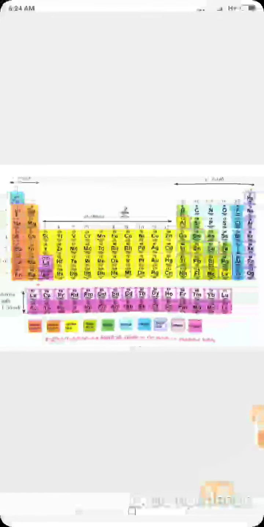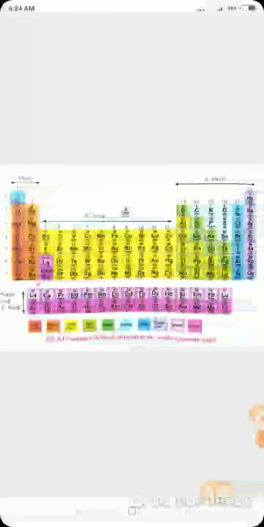So today we learned about the introduction of transition elements: in which block of the periodic table the transition elements are placed, the structure of the modern periodic table, how many groups and how many periods there are, and that transition elements are present in the D block of the modern periodic table, including group numbers 3 to 12 and periods 4 to 7.